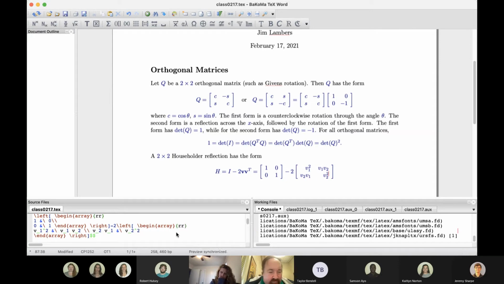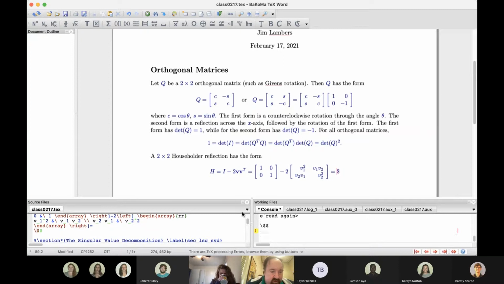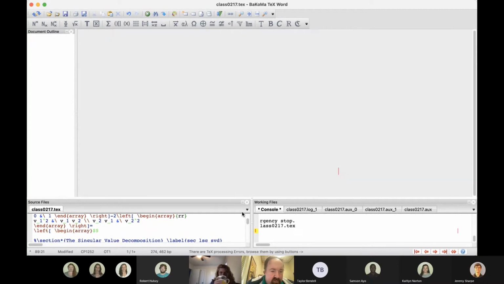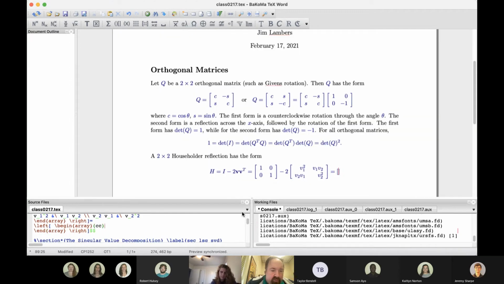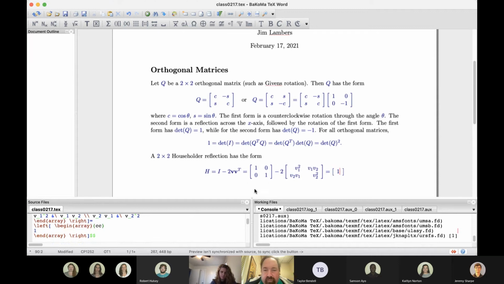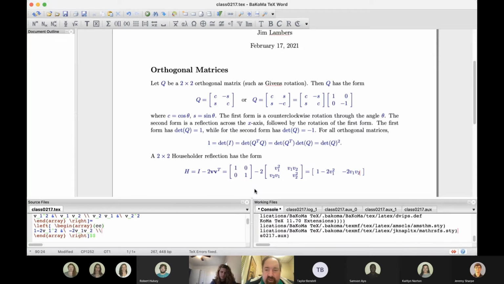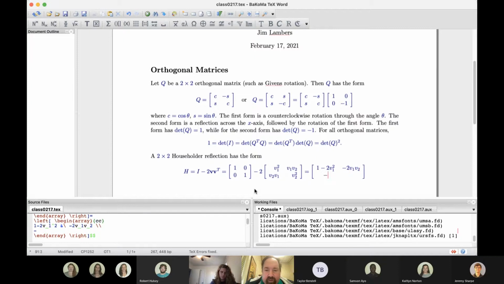Okay. So then I work this out. And what we have is 1 minus 2 v1 squared, and then I have minus 2 v1 v2. And then down below I have minus 2 v2 v1, and then 1 minus 2 v2 squared.